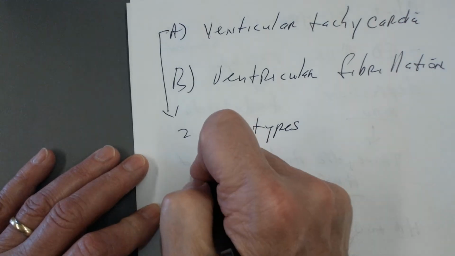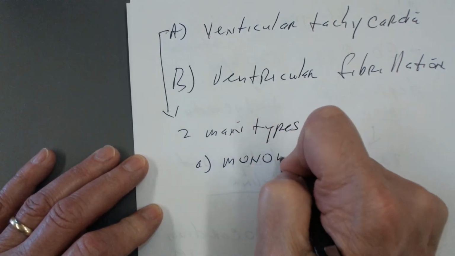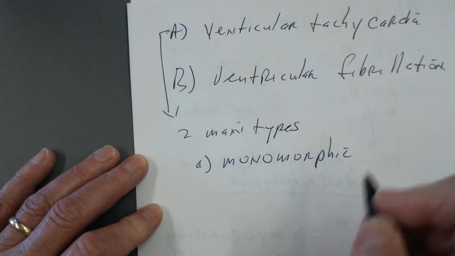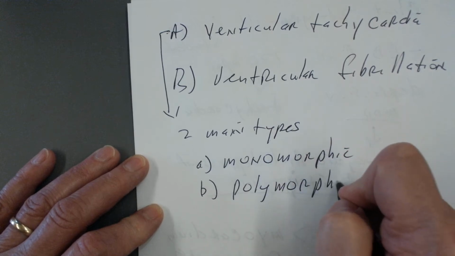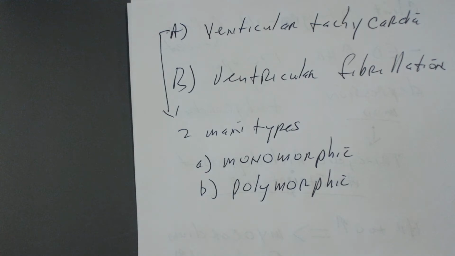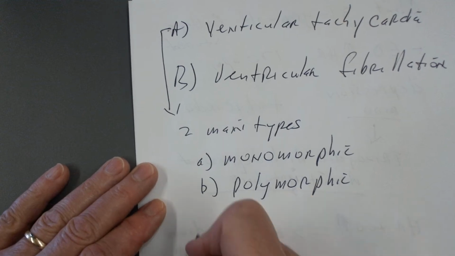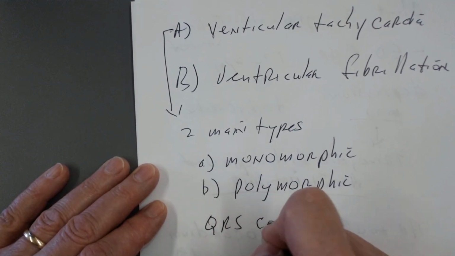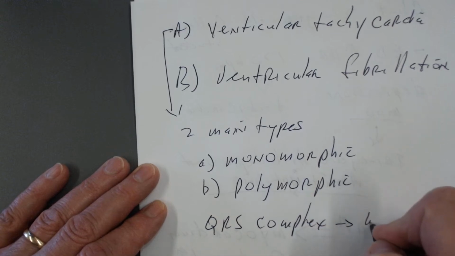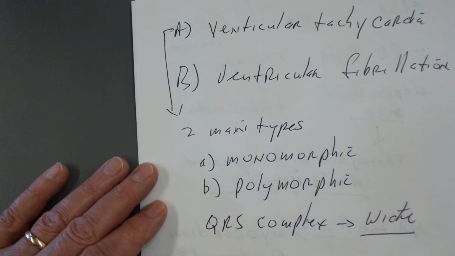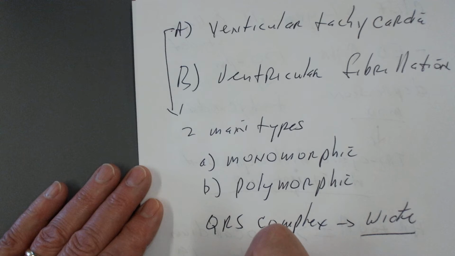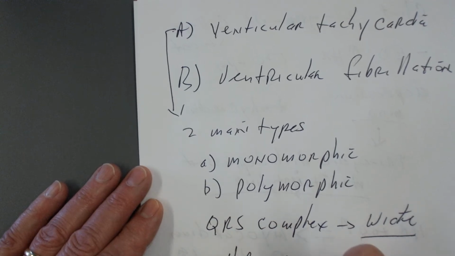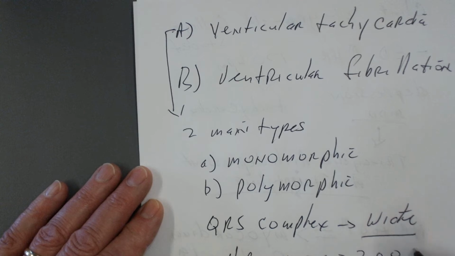So first, there are the monomorphic, then there are the polymorphic. Monomorphic and polymorphic ventricular tachycardias. Now, with ventricular tachycardias, the QRS complex is wide. It's wide. And your heart rates will usually range between 120 to 200 beats per minute, usually.